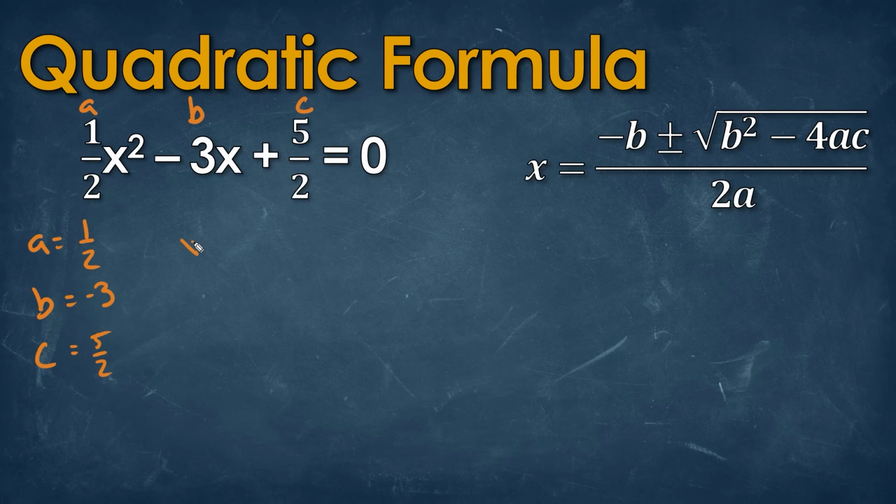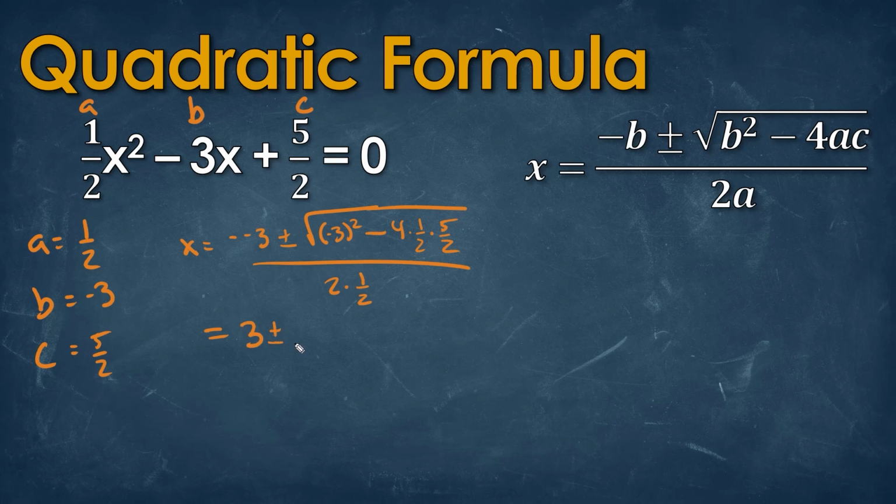So we're going to have that x is equal to negative 3 plus or minus the square root of negative 3 squared minus 4 times 1 over 2 times 5 over 2 all over 2 times 1 over 2. We can simplify this out, so negative times a negative will be positive 3, plus or minus the square root of 9 minus 4 times 1/2 will give us negative 2 times 5 over 2. All over 2 times 1/2 will be 1.